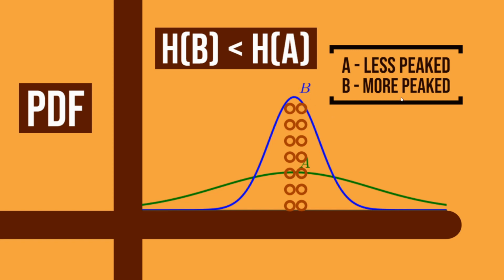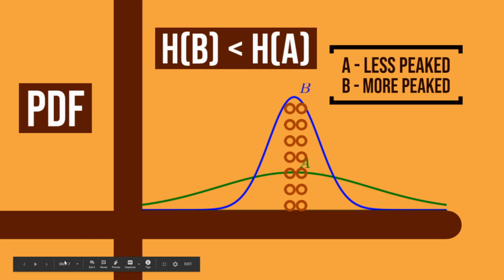So the curve B, being more peaked, has a lower value of entropy, and the curve A is less peaked. That is why it has a higher value of entropy, because it covers a wide spread of points. So it is less peaked, and as a result of being less peaked, it has a high value of entropy. Now one thing you can clearly see from this curve is that the more peaked a distribution is, the less is the entropy. If one of the values dominates, like shown in this peaked distribution, then the entropy is minimum.